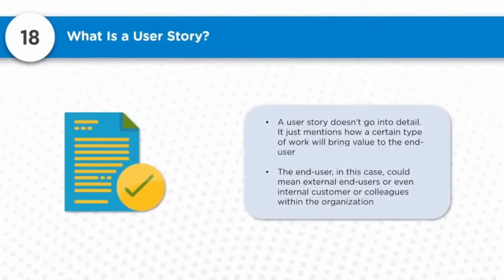So a user story does not go into detail. As I gave an example, it just mentions how a certain type of work will bring value to the end user. The end user in this case could be external end users or even internal customers or colleagues within the organization. So if I'm an organization, I create an HR application for claim processing, which I don't have till today. That is for internal users. In the bank example, I'm speaking about external customers.